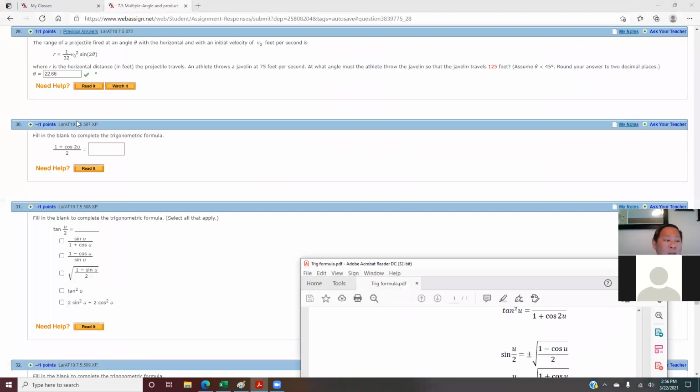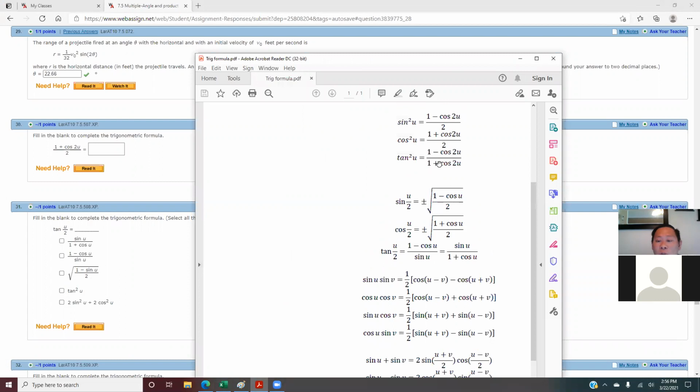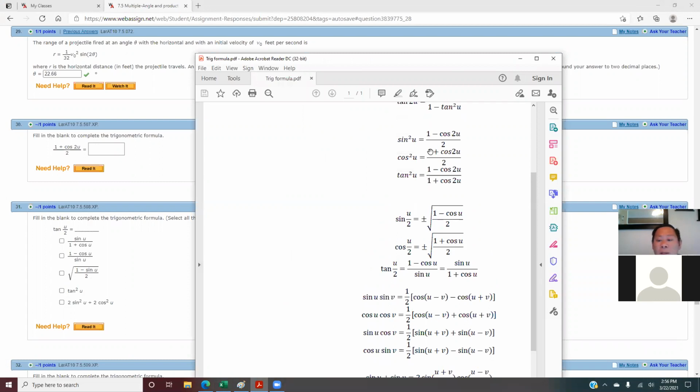So like this question number 30 is going to be looking from the right to the left. So you have 1 plus cosine 2u over 2. So it's this one. So your answer is cosine square u. Okay. So if you find out that it's the very complicated side, that means you're looking from right to left. If this is not complicated, then you read left to right.